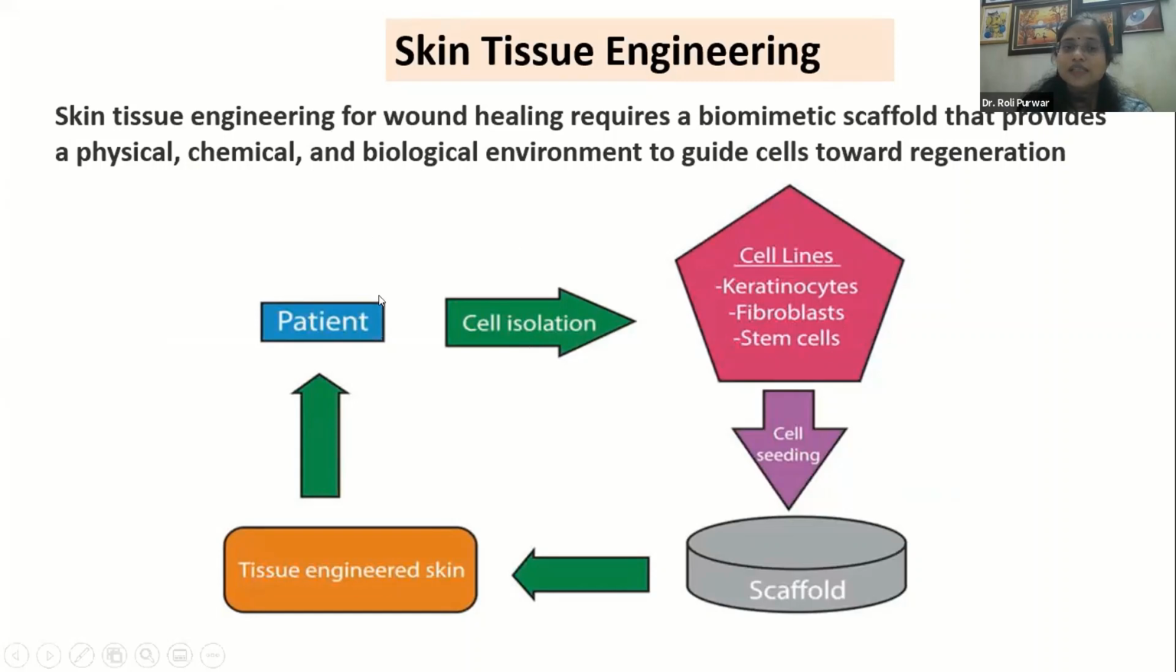Then the cells we have taken from the patient, we seed on a scaffold. That scaffold we can prepare using electrospun non-woven nanostructures, and the scaffold seeded with cells is a tissue engineered skin. Now this tissue engineered skin we can transfer to the patient so that it promotes faster healing. This material is generally used for acute wounds, burn wounds or ulcer wounds where the process of healing is very, very slow.